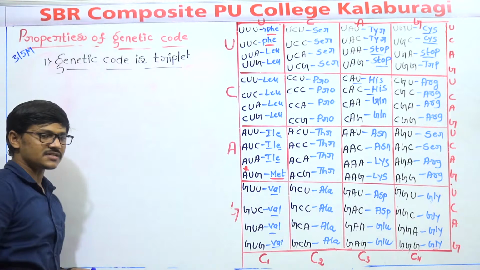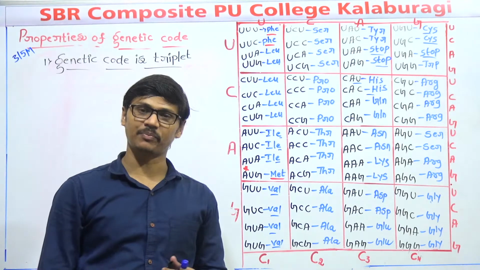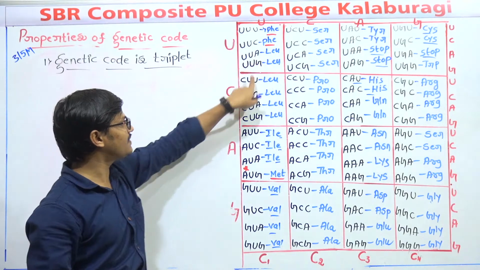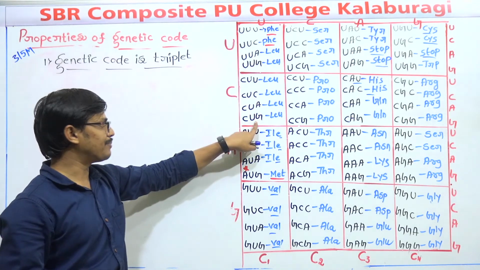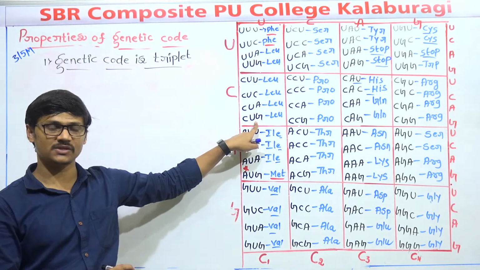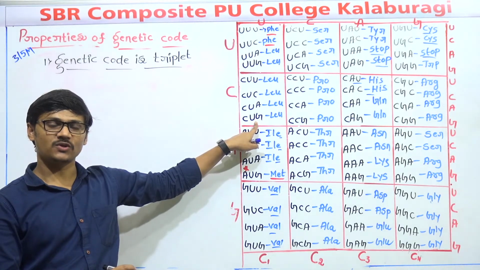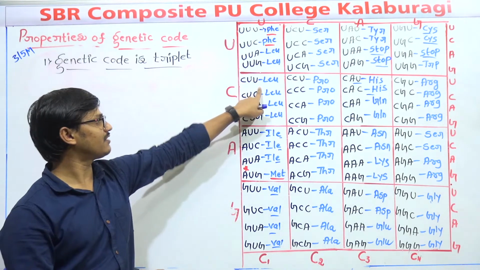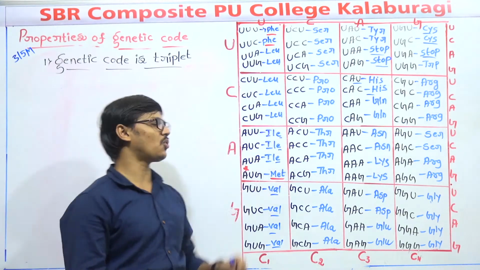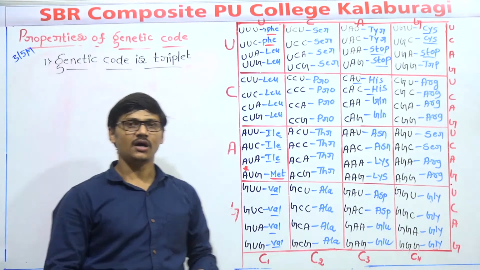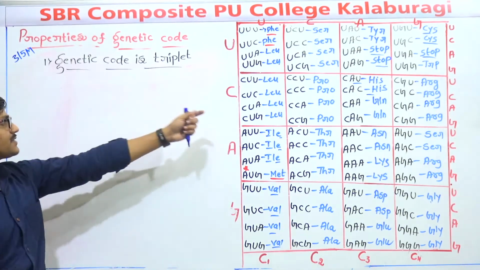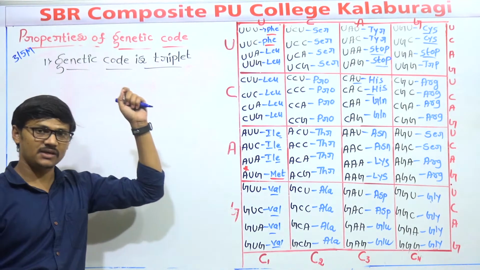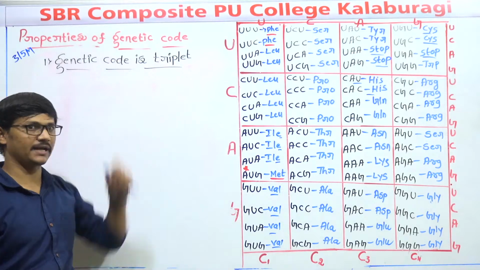The meaning of this statement you already know from a previous class: each genetic code is made up of any 3 nitrogen bases. Totally there are 4 nitrogen bases. Out of 4 nitrogen bases, a combination of any 3 nitrogen bases is called a codon. And how many nitrogen bases are there in a codon? In each codon there are 3 nitrogen bases. That's why it is called the triplet.